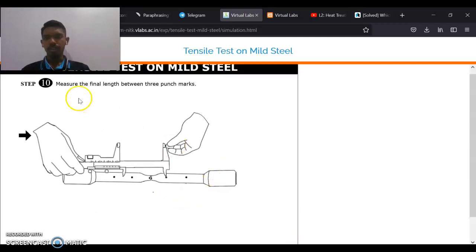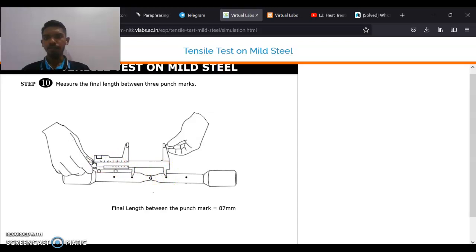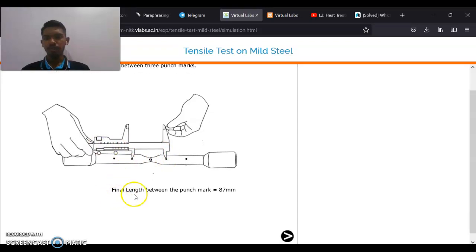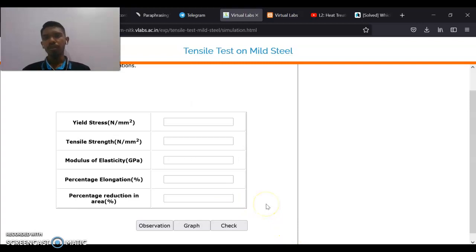So after that, for the 10th step is measure the final length between the three punch marks. So there will be five punch marks. So we have to measure the length between three punch marks. So now the final length between the punch marks is 87 mm. So now for the observation and calculation.